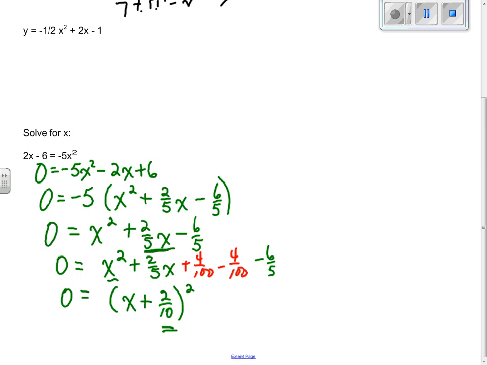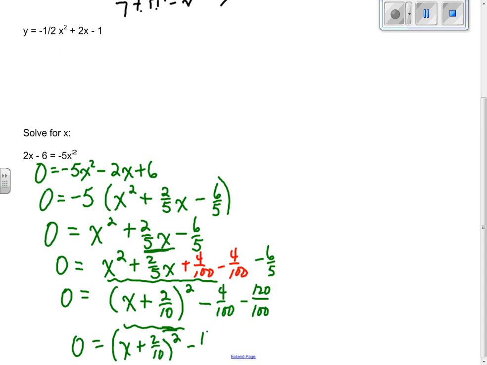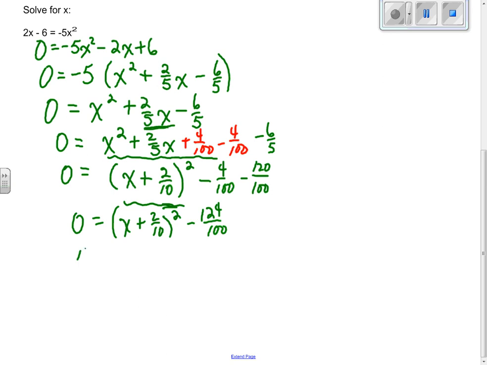There. The first 3 are that beautiful square that I was aiming for, and the leftovers, well, I need a common denominator for those. So I'm going to change them both to hundredths, multiplying that second one by 20/20, and almost done. 0 equals x plus 2/10 squared minus 124/100. To solve for x, I'm going to add 124/100 to both sides.